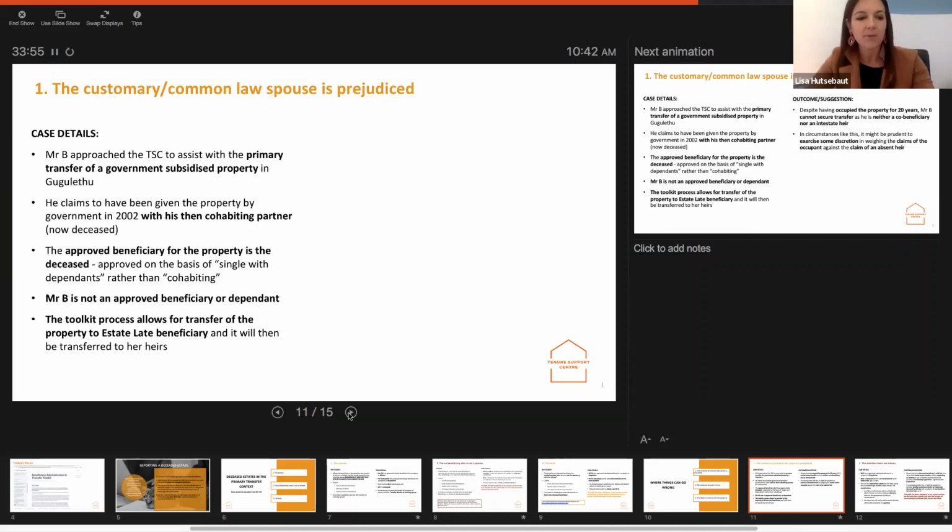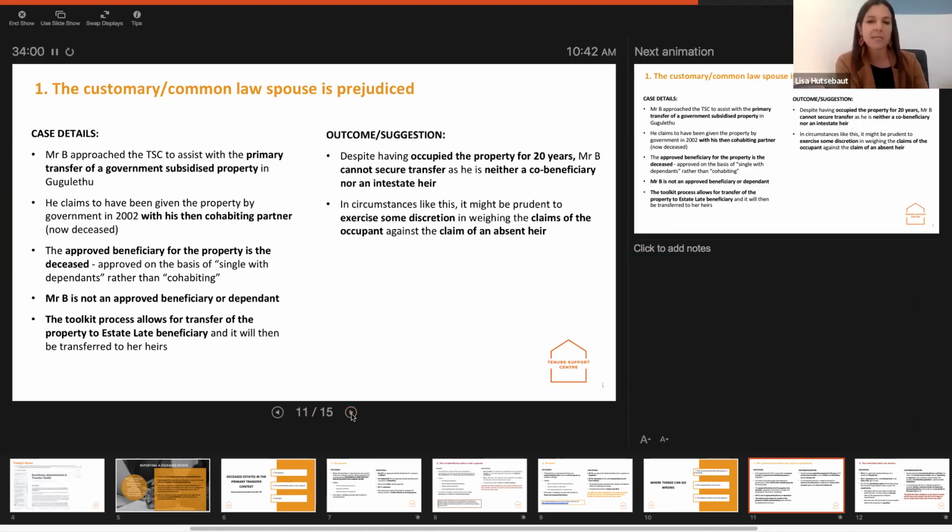So you can just bring up the next block for me, Kezia. The warning we want to put here is that he's lived in the property for 20 years. In circumstances like this, it might be prudent to exercise some discretion in looking at the claims of the occupant versus the claims of an heir who has his own life, is living elsewhere, but now has popped his head up and said, oh no, hang on, it's my mother's property. And because she wasn't married to my father, I'm actually going to jump ahead of him in the queue and try and secure this property for myself.